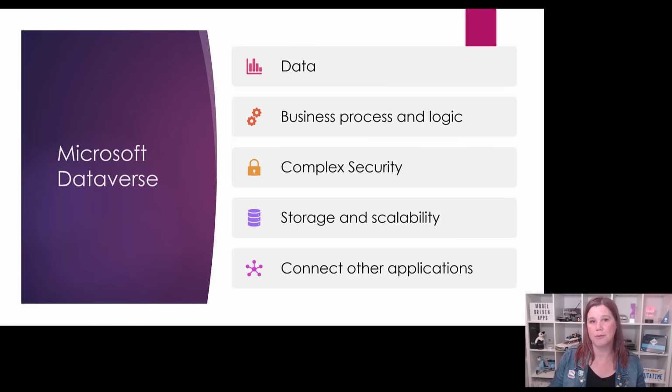We also have the ability to have business process and logic, and you'll see that we can automate things and take users on a guided step-by-step process through what it is that we need them to do. There's complex security, so we'll have a look at some of the security modeling available and how we can give different permissions to different kinds of users, and that can go right down to the level of individual columns on individual tables if you need it to.